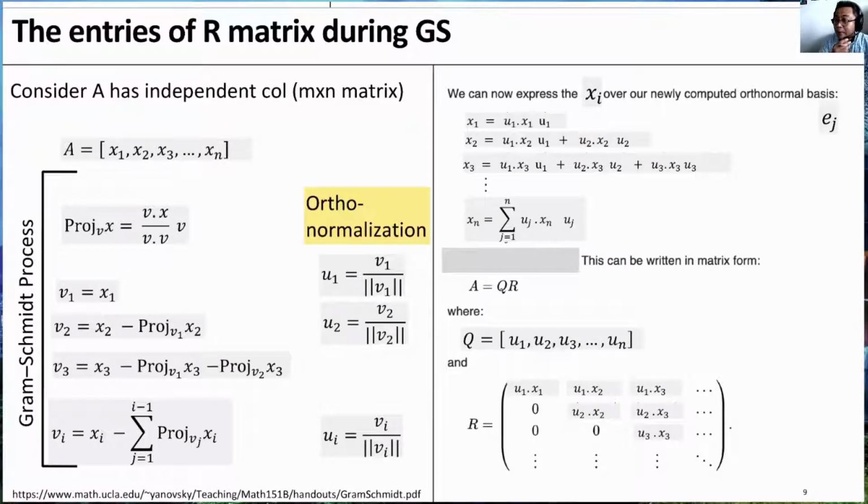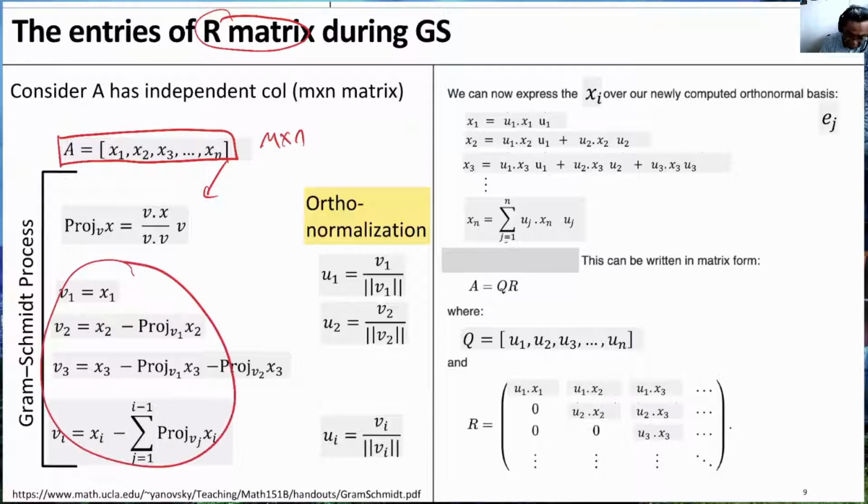Let's continue now on the Gram-Schmidt and how to calculate the R matrix during the Gram-Schmidt process. We are given A, which is m by n, and this step is the step to construct the orthogonal columns in V1, V2, V3 that span the same space as x1, x2, and x3.